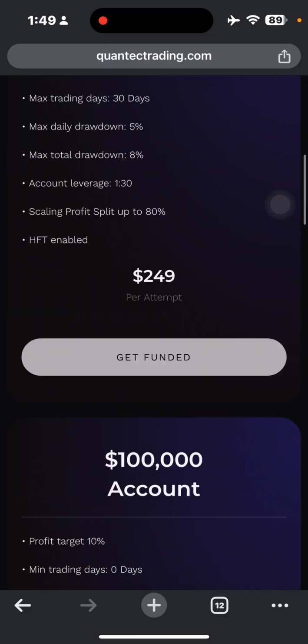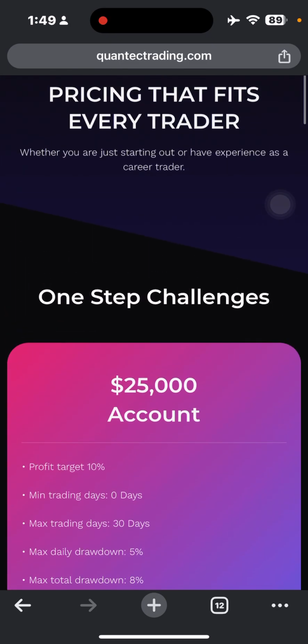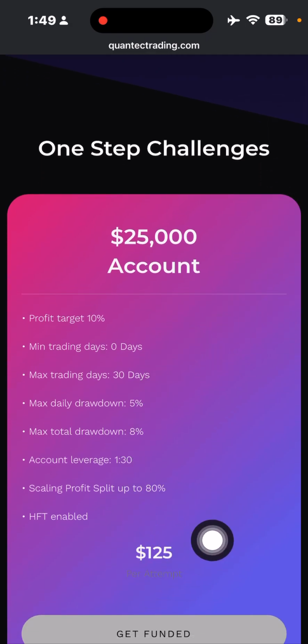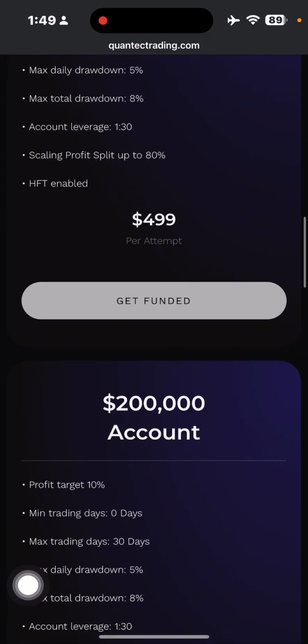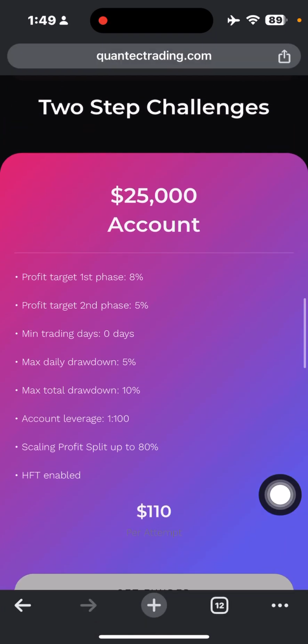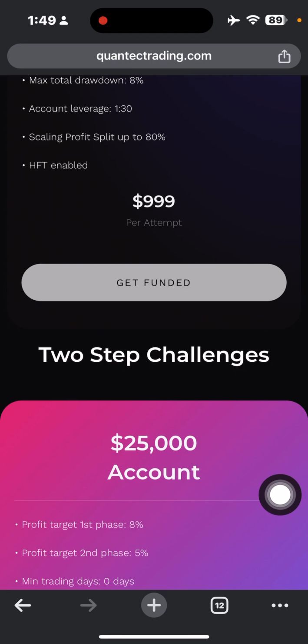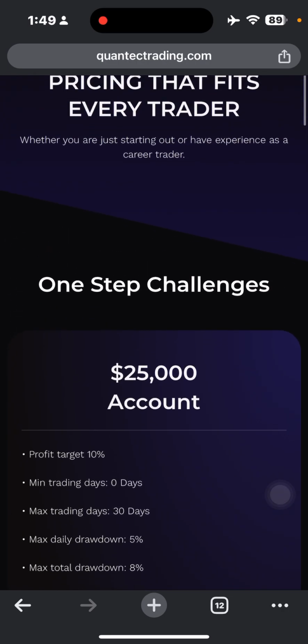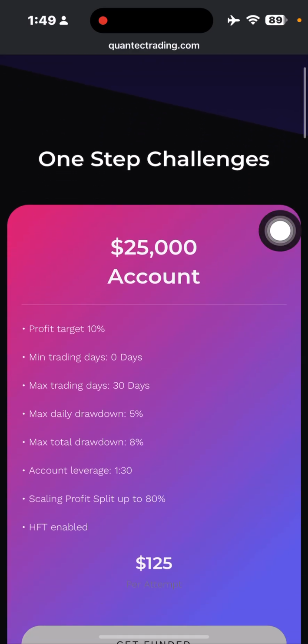That is the highest. And Quantec has two steps. You can either go for one step or two steps. When you look at this account, the one for one step is 125, and the one for two step is 210. Two step means that before you get a live account to trade, they will first give you a demo account to trade twice. This evaluation means that they will give you a demo account of 25K to trade.